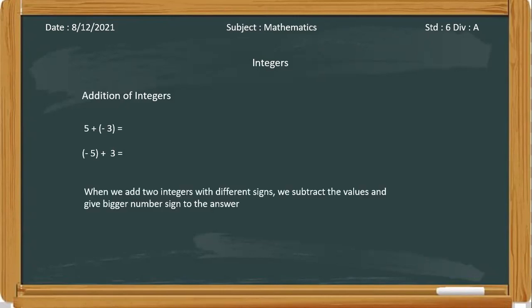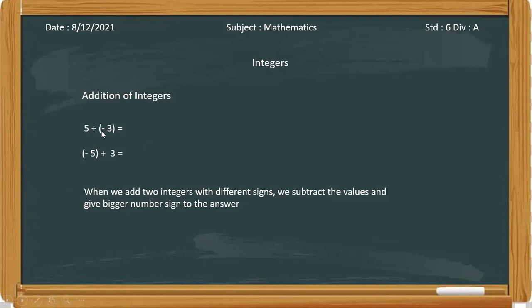So the rule is, when we add two integers with different signs, see, the integers have different signs, we subtract the values and give the bigger number's sign to the answer. In the previous rule, with same sign we added the values, but here the values have different signs. So we are going to subtract the values and give the sign of the number which is bigger. I will show you an example of how to solve this.